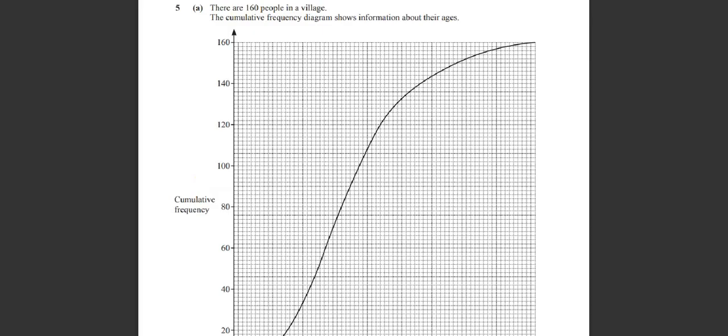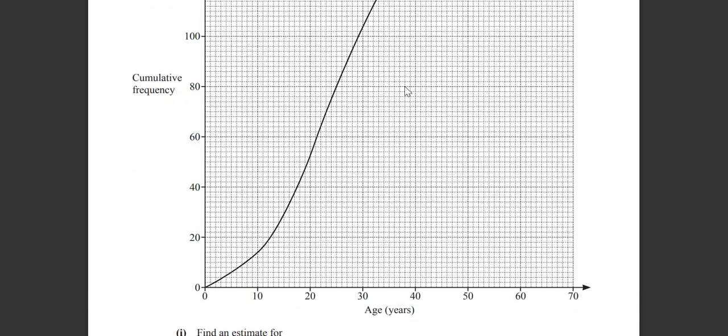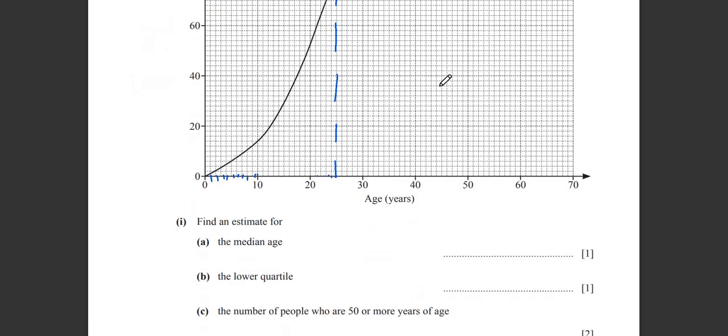So let me zoom in for you over here. We will go to 80. We will go all the way right, and then from here, we will go down like this. If you look at it, each number represents 1: 1, 2, 3, 4, 5, 6, 7, 8, 9, 10. So this is 21, 22, 23, 24, 25. So the median is actually 25.